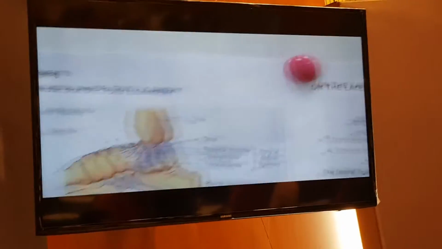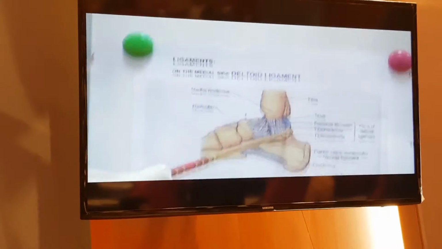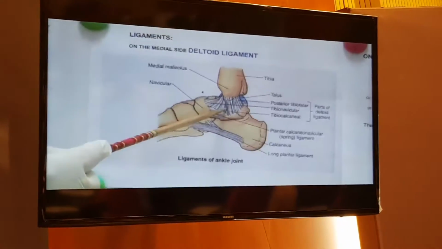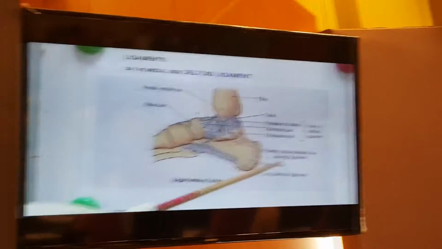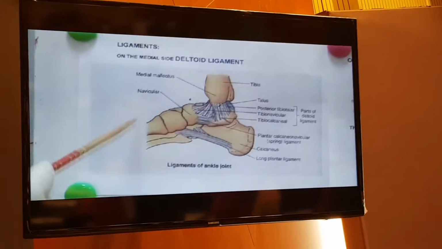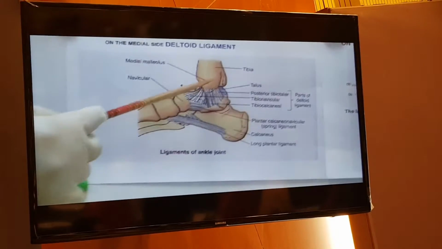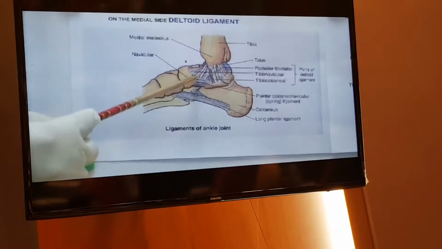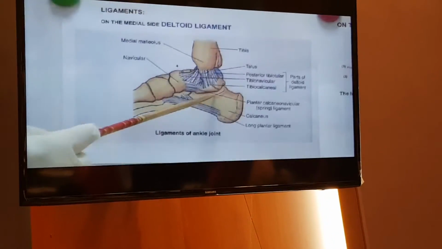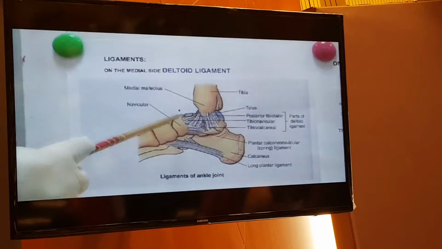The ligaments of the ankle joint. This is the medial view. Here is the calcaneus, here is the talus, and you can see the tibial bone there. So we are looking from the medial side of the ankle joint. The lower end of the tibia forms the medial malleolus, and there are the medial surface of the talus and the medial surface of the calcaneus. In front of the talus is the navicular bone.